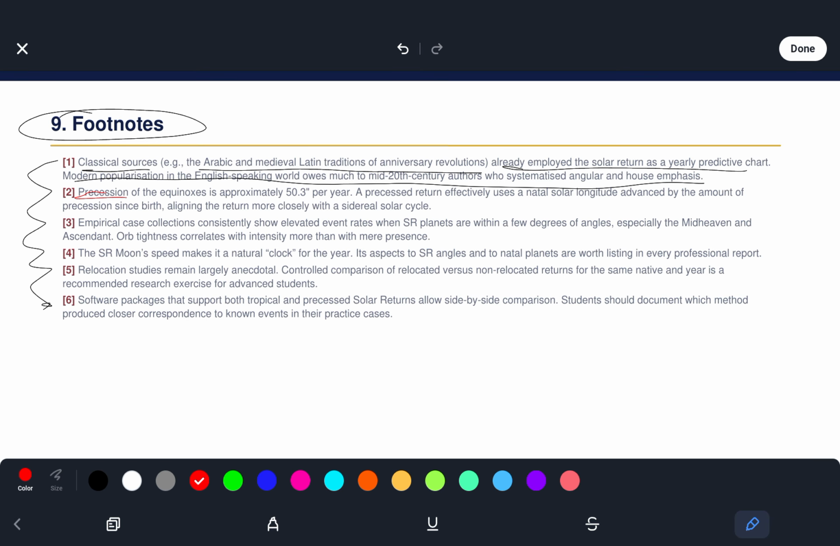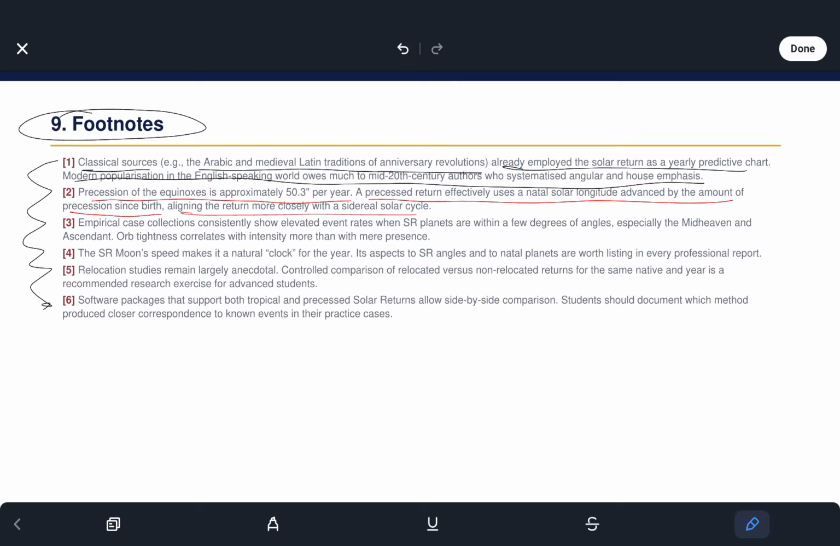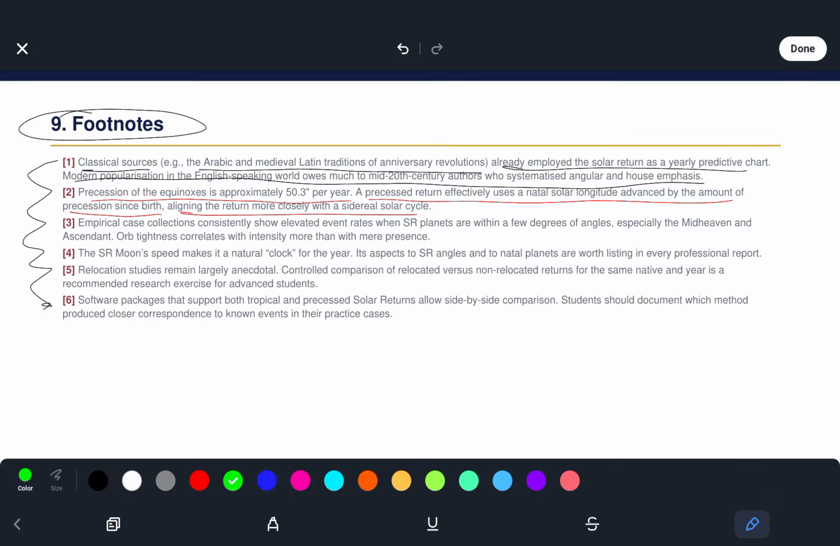Precession of the equinoxes is approximately 50.3 arc seconds per year. Precessed return effectively uses a natal solar longitude advanced by the amount of precession since birth, aligning the return more closely with a sidereal solar cycle.